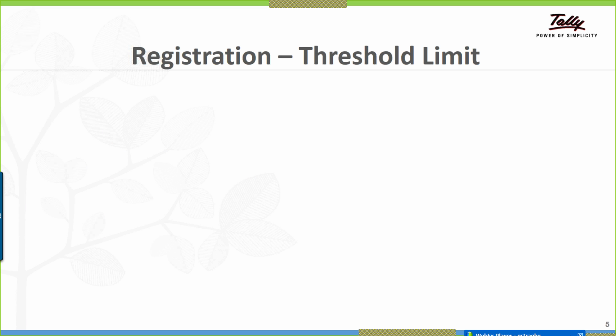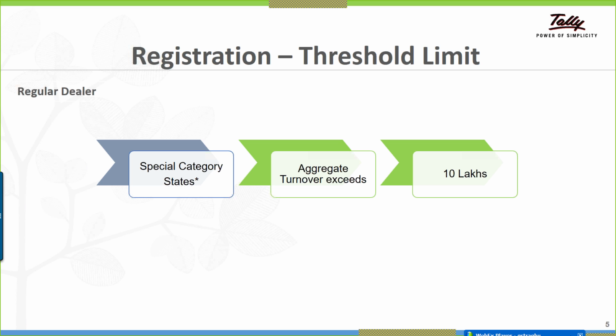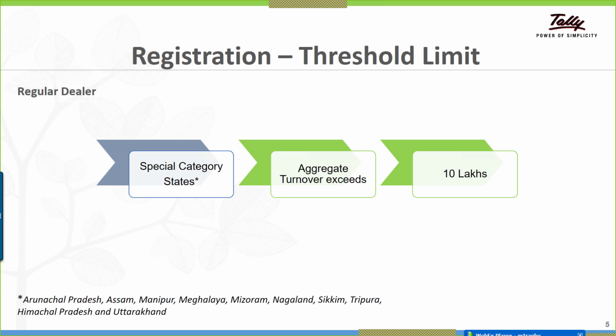Now we'll discuss the threshold limit. For the regular dealer, there is a special category of states identified by the GST cell, which is Arunachal Pradesh, Assam, Manipur and the rest of the states shown in the slide. In these states, if the aggregate turnover exceeds 10 lakh, then they are supposed to come under GST.